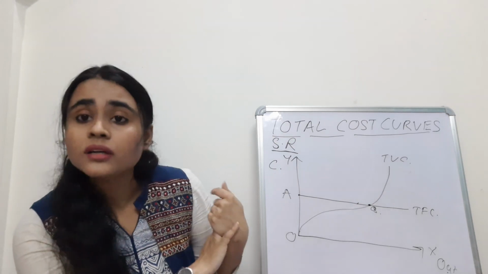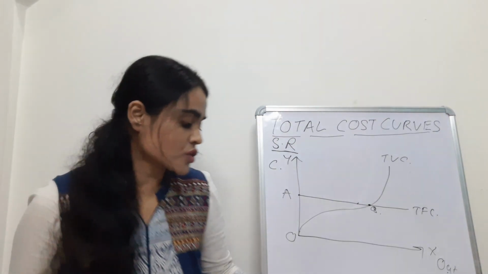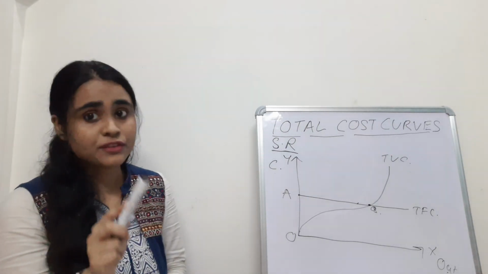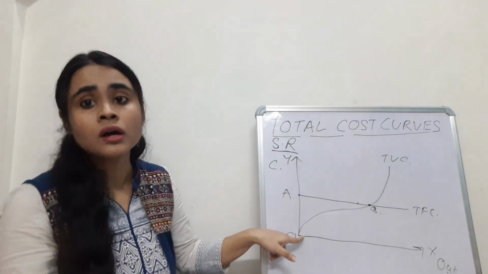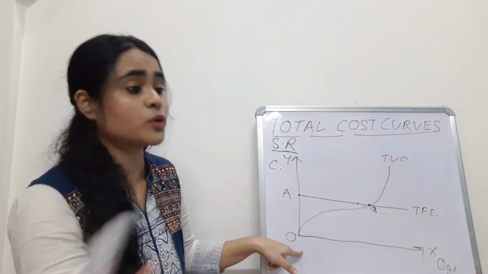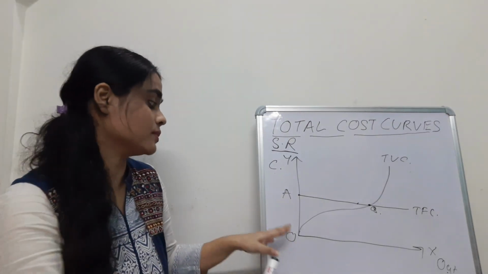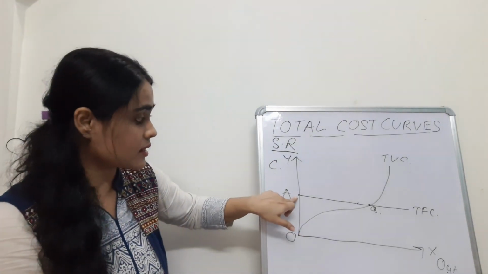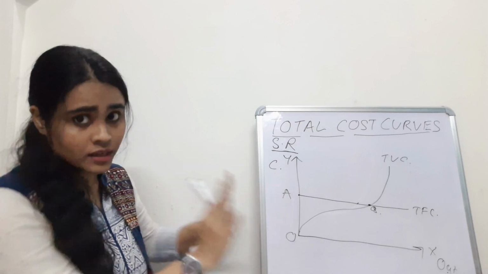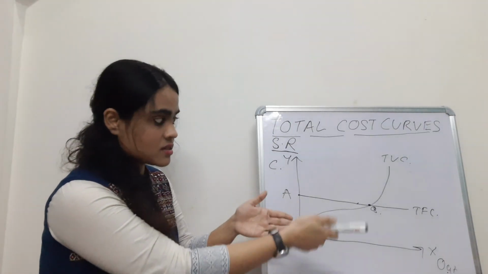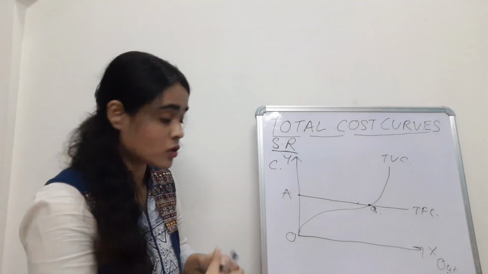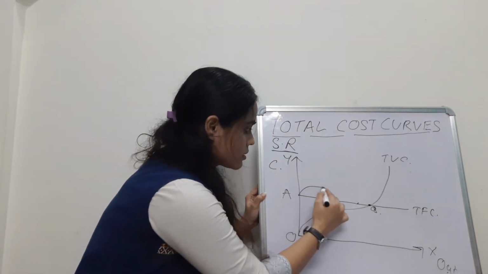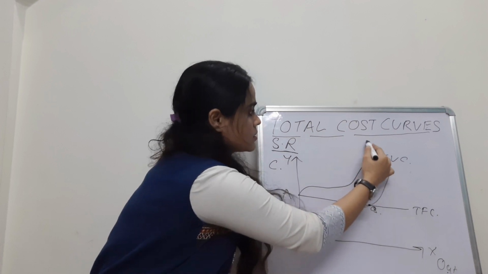Now what will be the shape of the total cost curve? The total cost curve will be the same as the total variable cost, but it will differ. It will not start from the origin, because when the production unit is 0, the total fixed cost will not be 0, because total fixed cost is already there, and the total cost is the sum of total fixed cost and total variable cost. So the shape of the total cost curve will be like this. Okay.